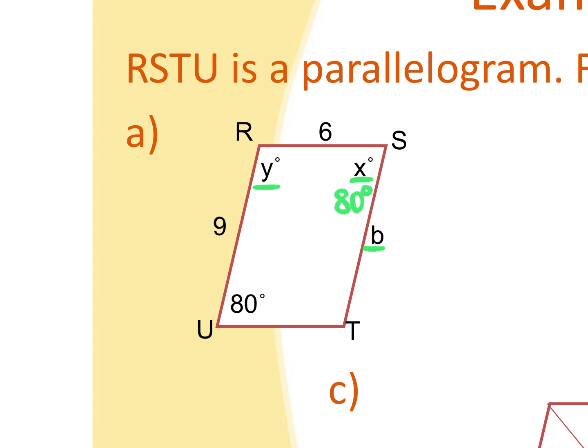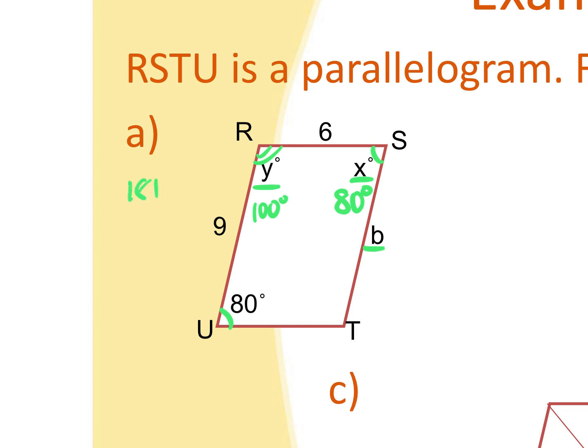Good. It's going to be the same as U, which would be 80 degrees. I can put congruent symbols here and here. Excellent. What else could we figure out? We now have B and we have Y. Anja. Y is what? Very good. Why does Y have to be 100 degrees?